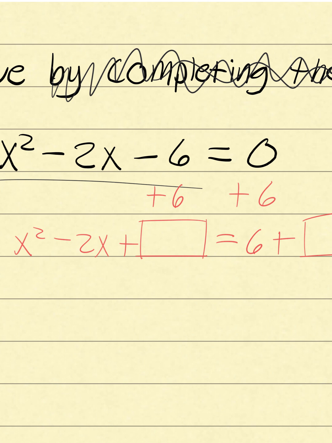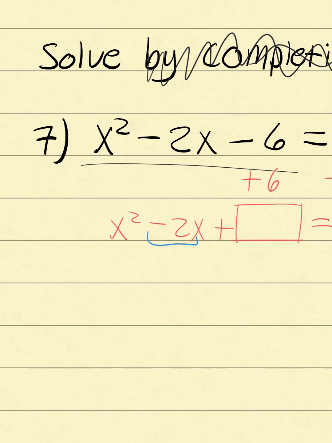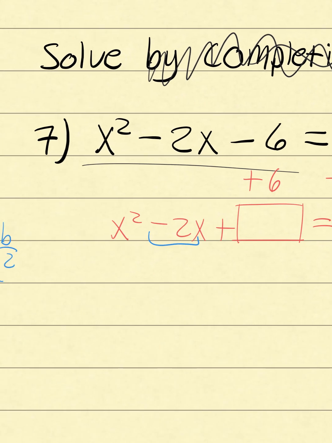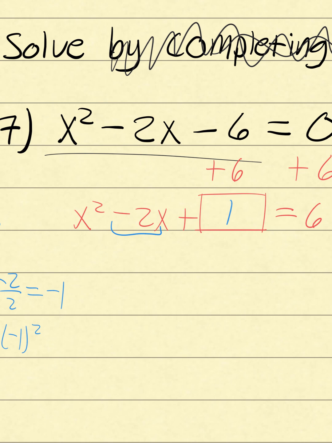Right, and what goes in that box? Something divided by 2. Okay, that something is this one right here, b. b over 2 squared. Right, so we're doing b over 2 squared. And if b is -2, we have -2 divided by 2, which is -1. And when you square -1, what does that become? It's just 1, right? Good. So in this box, you're going to put a positive 1.